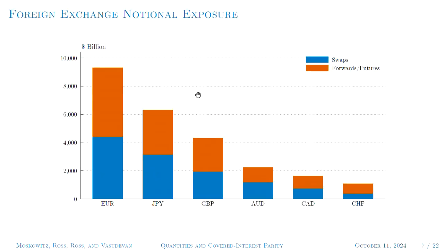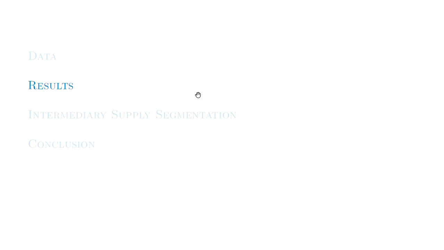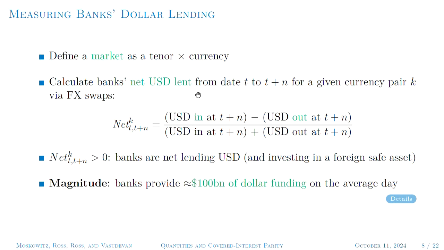So here's just some summary statistics on the foreign exchange notional exposure. And what you can see immediately from this graph is that the size of the markets are not all the same. That it varies quite a bit. And with that in mind, we're going to weight a lot of our regressions by the size of the market. So let me get into the results.